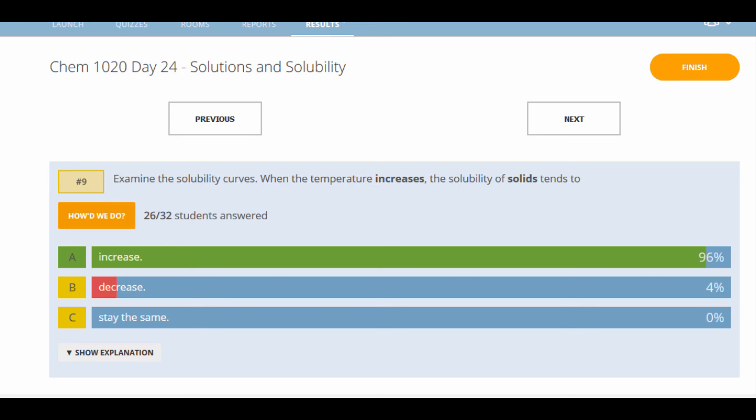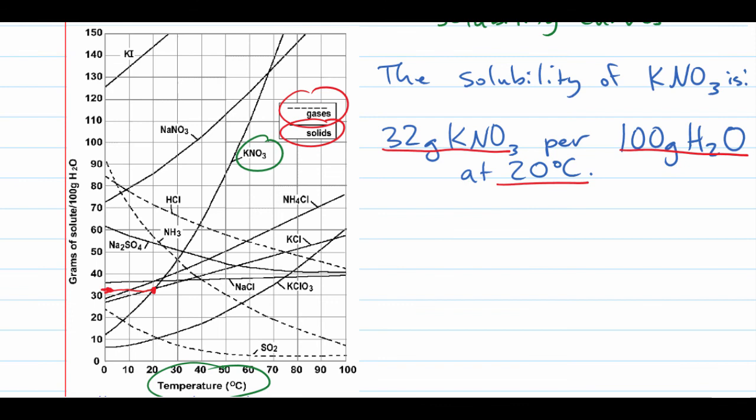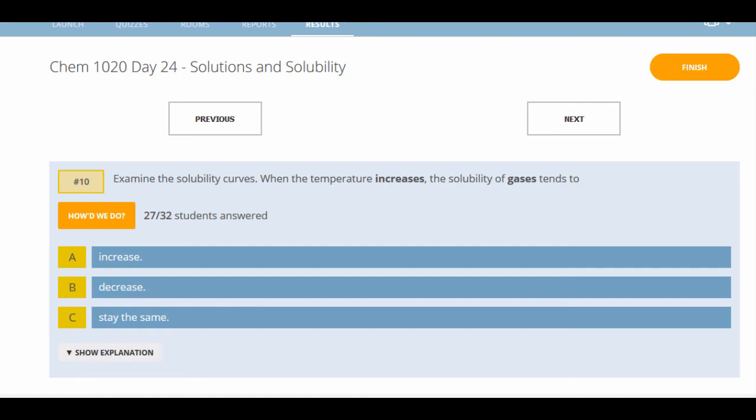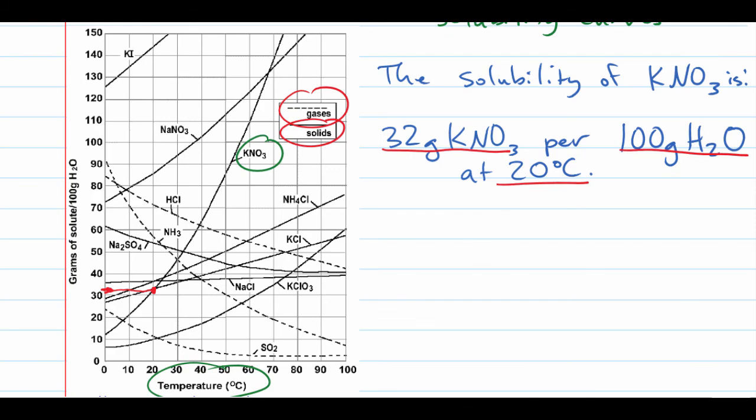They increase. Very good. Next, this is with gases. When the temperature increases, the solubility of gases tends to do what? And look at them carefully. And we'll count down. 5, 4, 3, 2, 1. They tend to decrease. So again, if you look at these here, you'll see that this one will decrease in solubility, decrease, decrease in here.